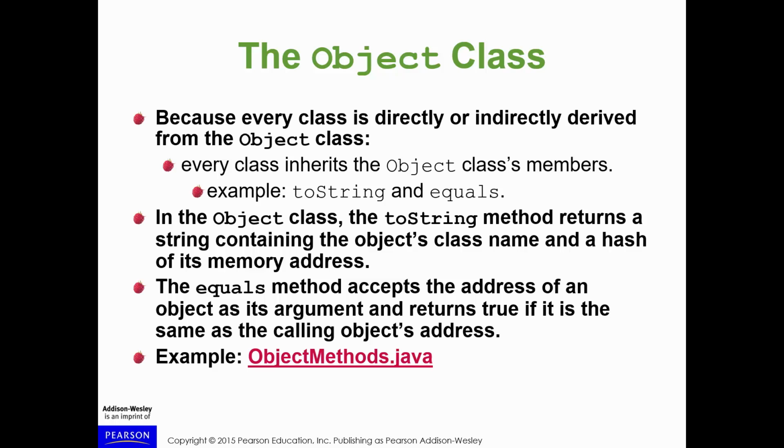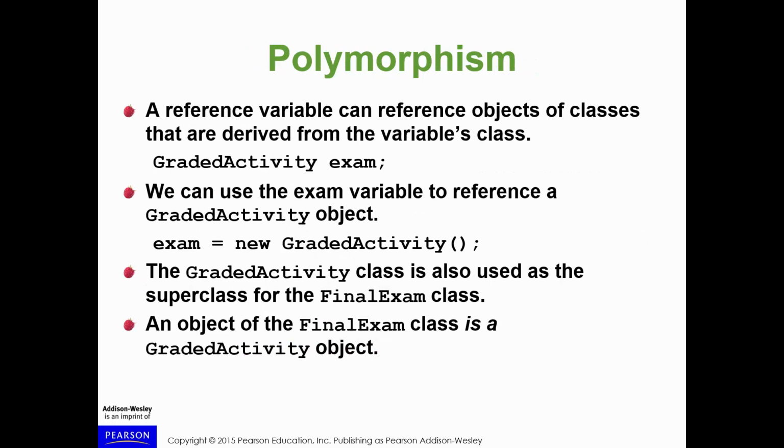And what's in the object class? Not a whole heck of a lot. The toString method and the equals method. All right? And since they're in the object class, they're quite often going to be overridden in child classes. Now, one of the hardest things for most people to catch on to is this idea of polymorphism.